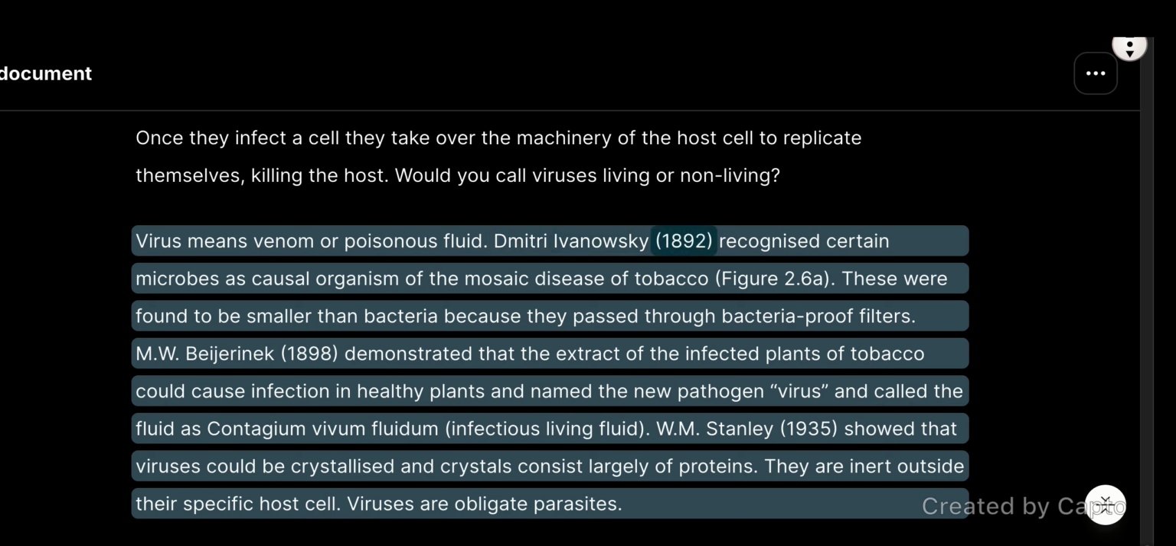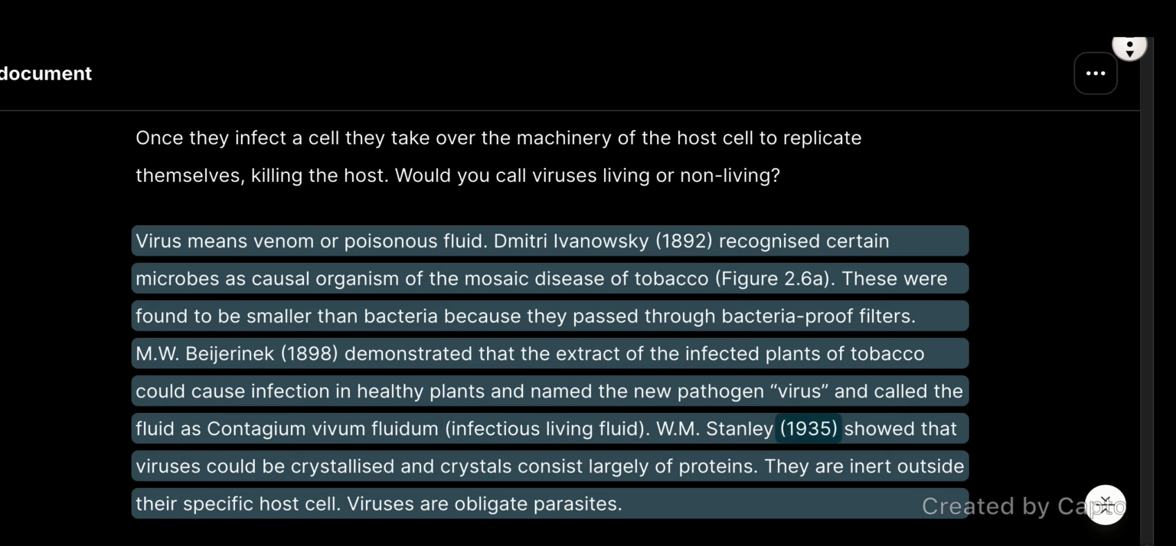Dmitri Ivanovsky, 1892, recognized certain microbes as the causal organism of the mosaic disease of tobacco. Figure 2.6a. These were found to be smaller than bacteria because they pass through bacteria-proof filters. M.W. Beijerinck, 1898, demonstrated that the extract of the infected tobacco plants could cause infection in healthy plants and named the new pathogen virus, and called the fluid contagium vivum fluidum, infectious living fluid.